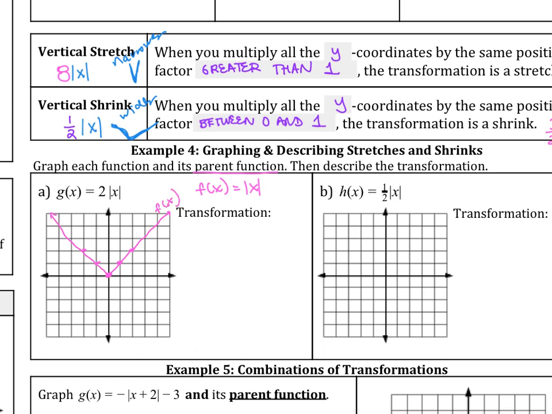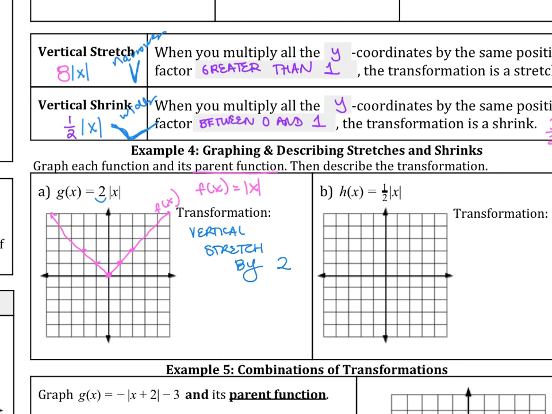Now the transformation, we have a 2 in the front. So it's a number greater than 1. So we're going to say it's a vertical stretch, and let's say by a factor of 2, please. So vertical stretch by 2. So just, more information is wonderful. So vertical stretch by 2.